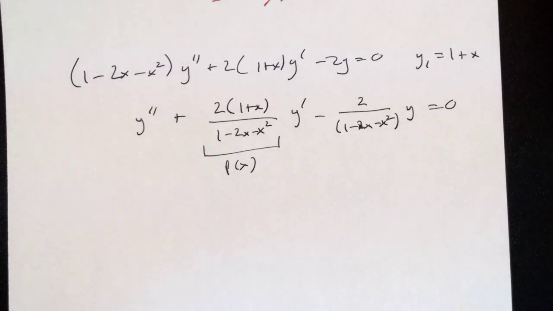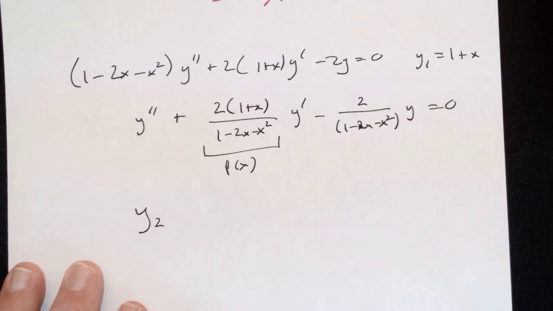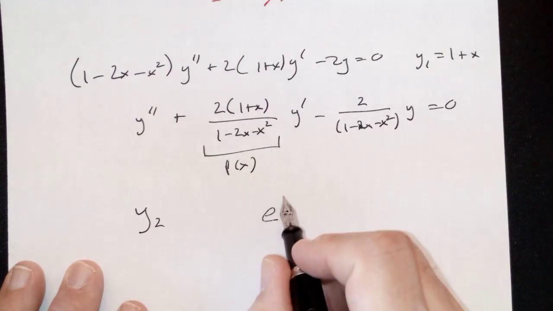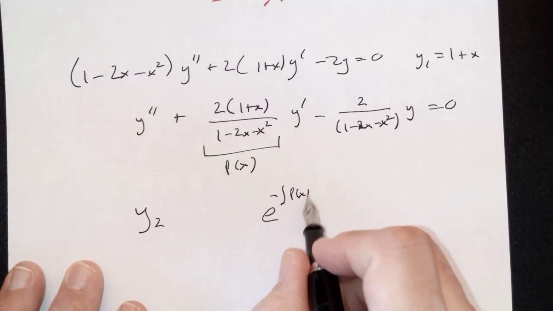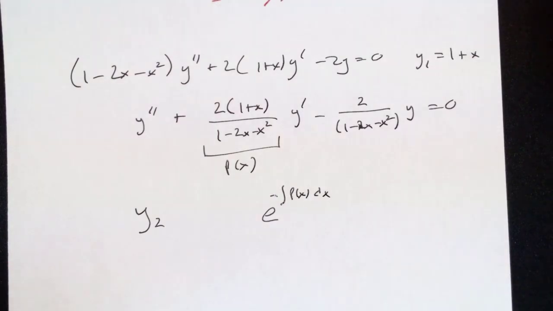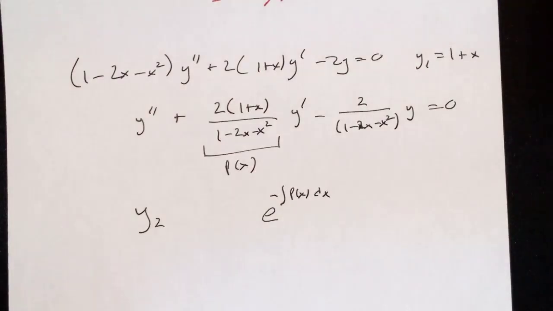The formula for y2 is going to require me to do e to the integral of negative p of x dx. So let's just start there. I know that's in the formula because the formula had that inside integral and then the outside integral, right? So I got to do this part first. Let's go ahead and do that part first.